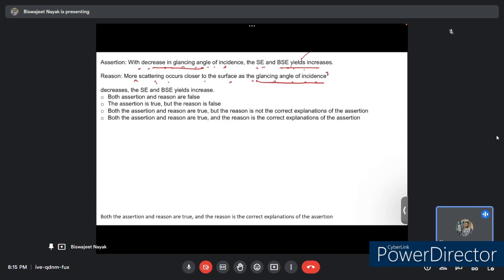This statement is also correct, and it is the reason for the assertion. As the beam is closer to the surface, more scattering happens closer to the surface, and hence the yield of secondary electrons and backscattered electrons increases. So both the assertion and reason are true, and the reason is the correct explanation of the assertion. This will be the correct option.